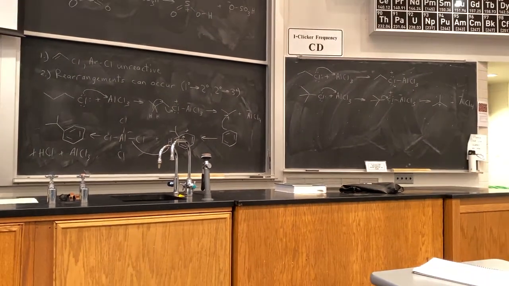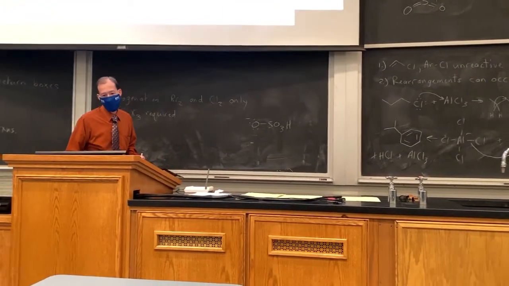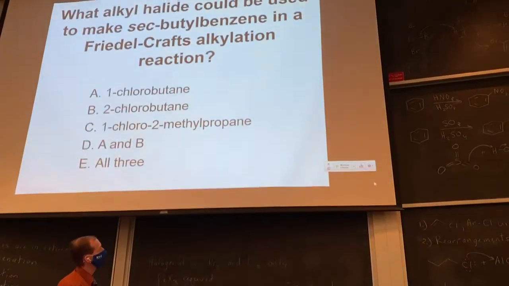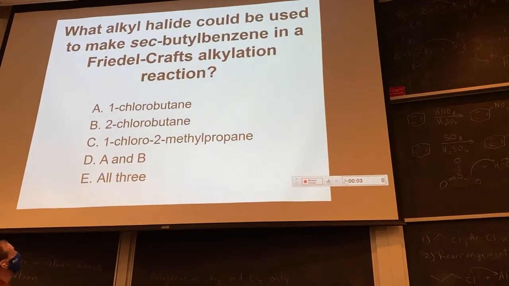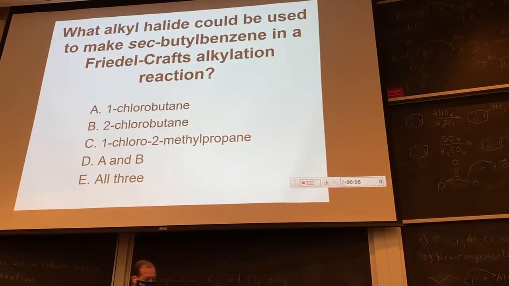Okay, let's get out our iClickers. We have an iClicker question. What alkyl halide or halides could be used to make sec-butylbenzene in a Friedel-Crafts alkylation reaction? So first you have to know what sec-butylbenzene is. If you don't, talk to your neighbor, and hopefully your neighbor knows what a sec-butyl group is. And then you can draw these structures out if you don't know what they are, just based on the names. Okay, a little bit of a nomenclature exercise for us this morning. Which of these alkyl halides will give sec-butylbenzene in Friedel-Crafts alkylation? Go ahead and talk to your neighbors.